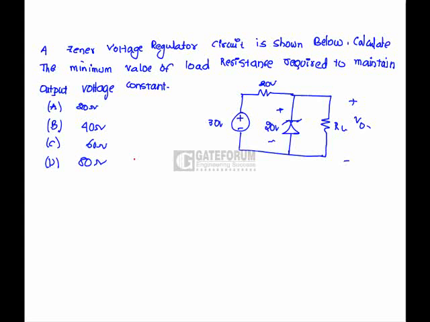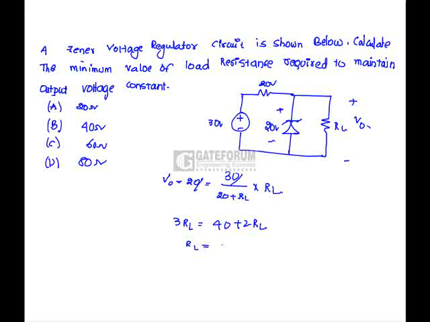Linear voltage regulator circuit is shown below. Calculate the minimum value of the load resistance required to maintain the output voltage constant. According to the data, the Zener diode must be operated in the breakdown region in order to get a constant output. Means V0 should be 20 volts always. So V0 is 20, which is 30 divided by 20 plus RL into RL. So 3RL is 40 plus 2RL. So RL is 40 ohms, which is option B.